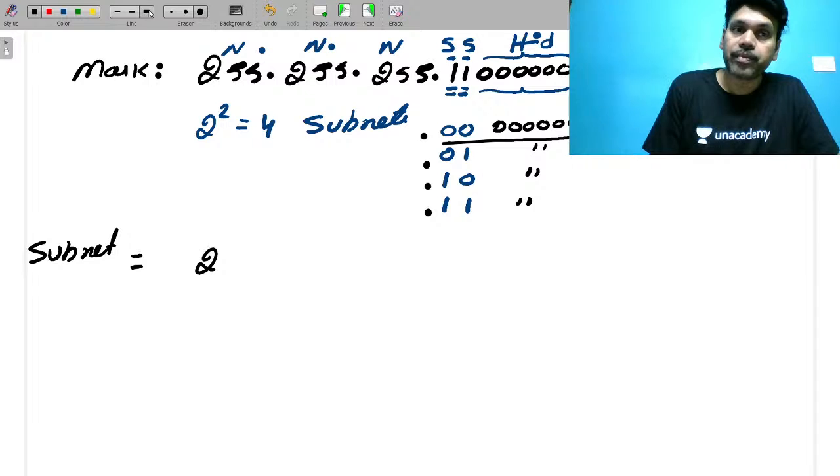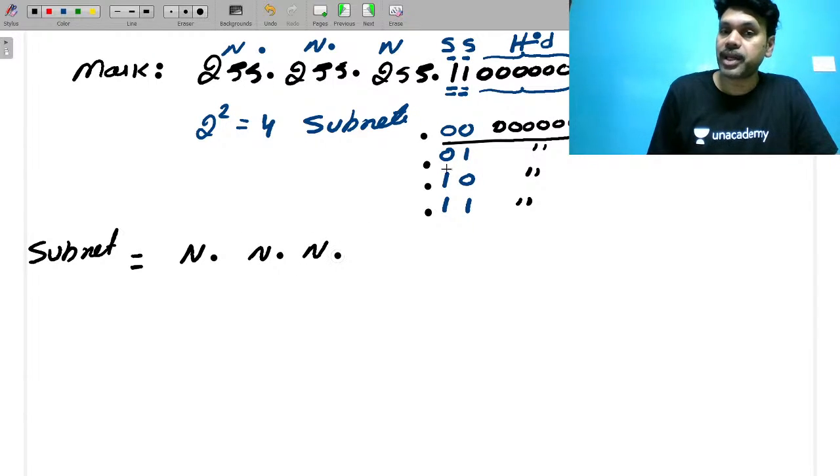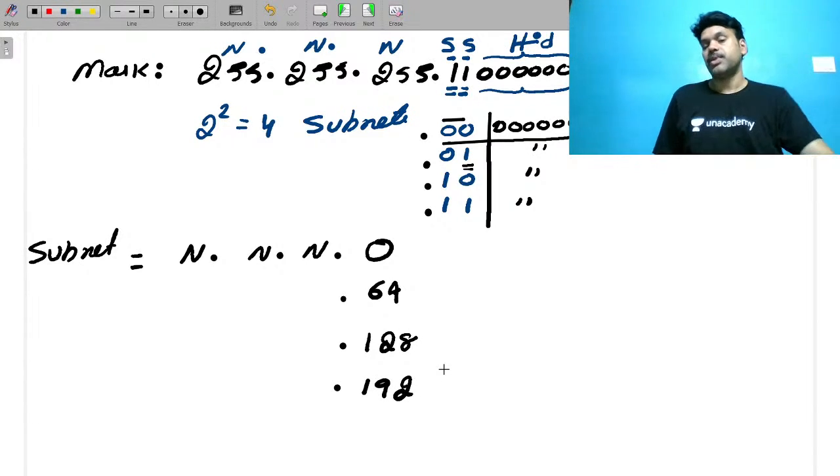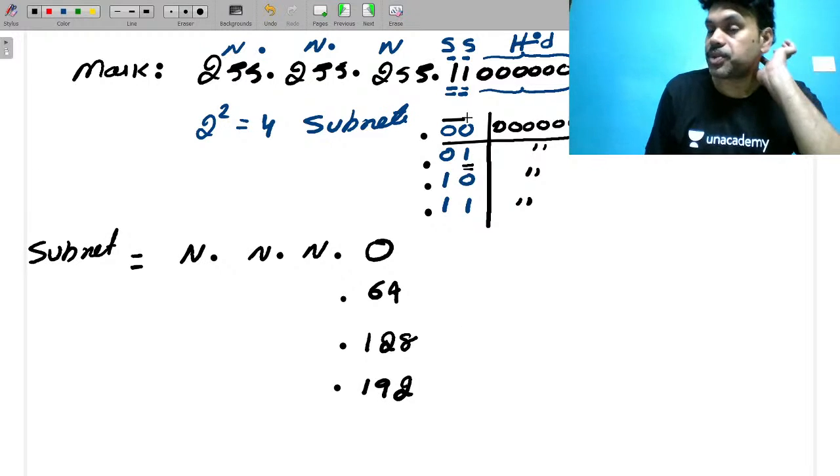So we know your class C IP is nothing but N.N.N.H. As this is a subnet ID, your starting subnet ID is 0 with all zeros. And the next subnet ID is 64. Please read it. And the next subnet ID is 128. And the next subnet ID is 192. So you got 4 subnets according to this format.